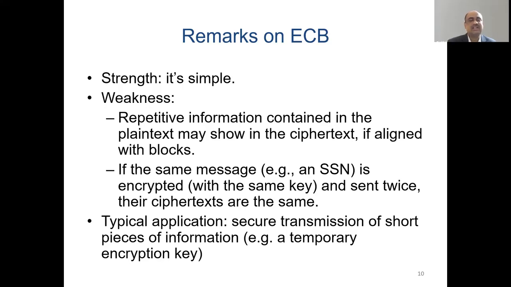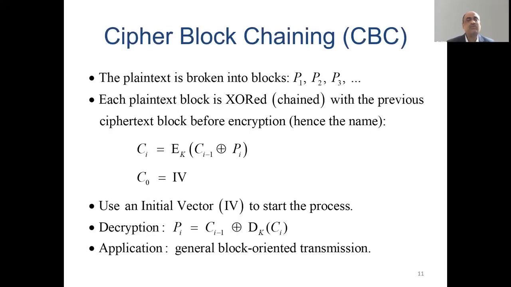So the major application of the ECB is the secure transmission of small pieces of information, short pieces of information. For example, any key can be transmitted between the source and the destination. This is the ECB. Next, we go for the second mode of operation, what we call CBC, the cipher block chaining method.